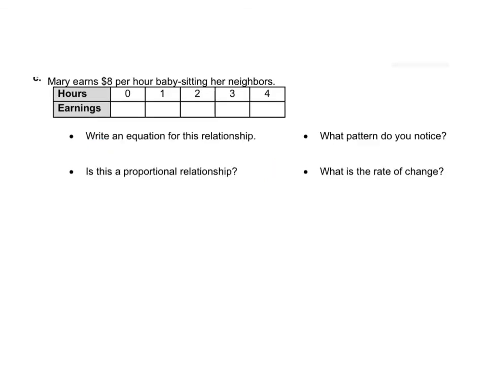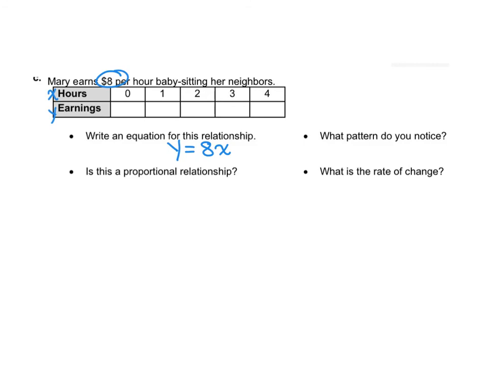All right, so Mary earns $8 per hour babysitting her neighbors. Let's go ahead and write an equation that would model this relationship. So we have our y is equal to, and we just have $8 per hour babysitting. So we're just going to have y is equal to 8x, where x is our hours, number of hours babysitting, and our earnings would be our total, which is y.